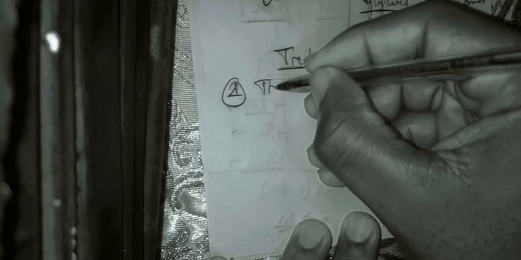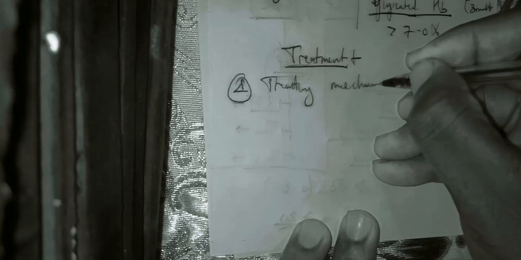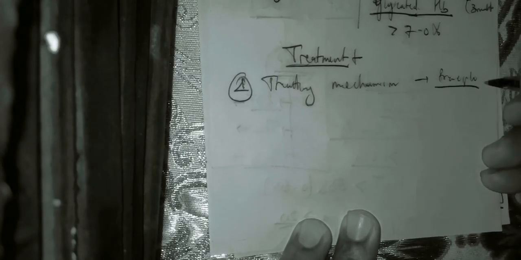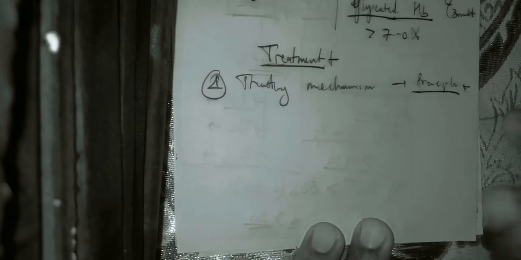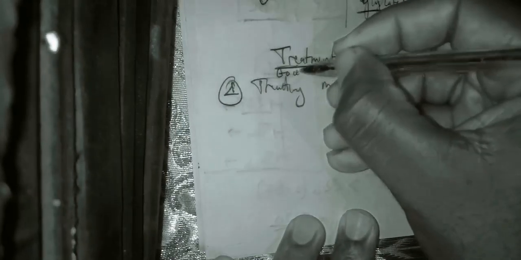Exactly. So now in the treatment, we start with the first two elements. The first element is treating the mechanism of the disease. To treat the mechanism of the disease, we use the principle of management. Now, what is the principle of management here? Exactly. So that's the first goal: you treat the mechanism of disease by using the principle of management.